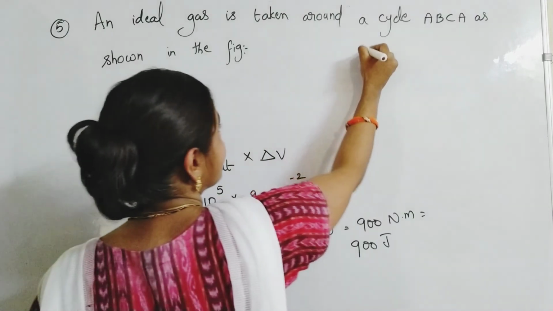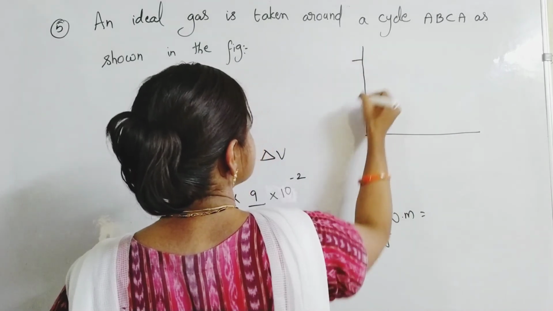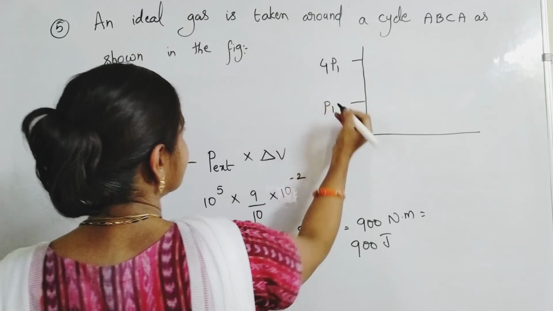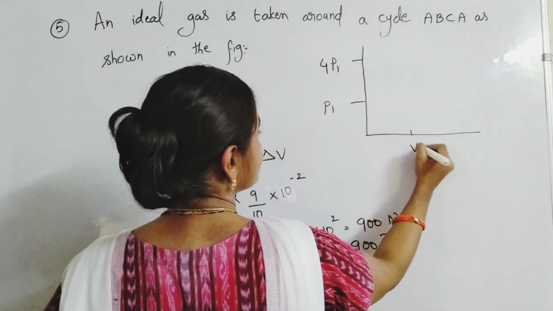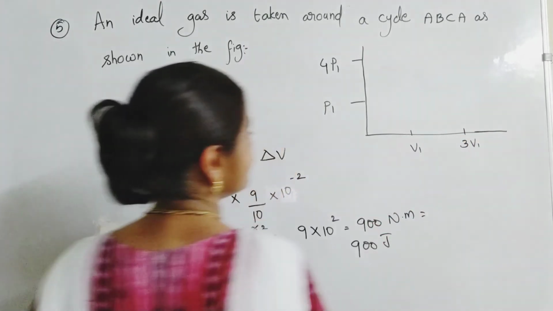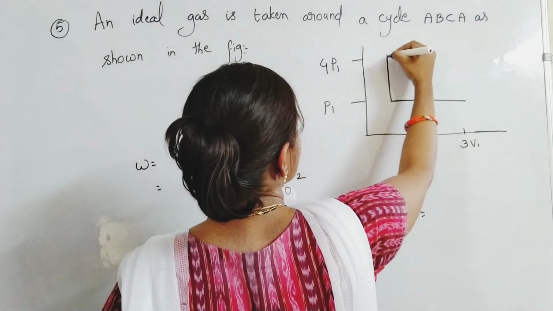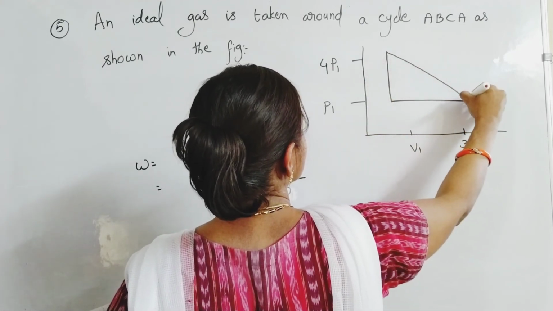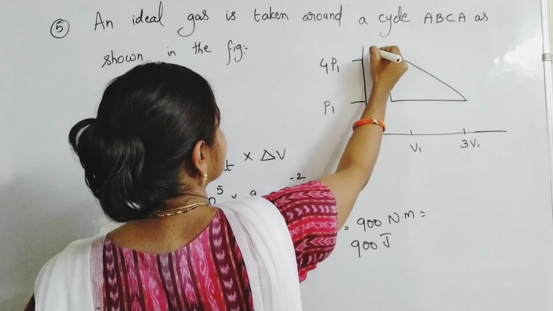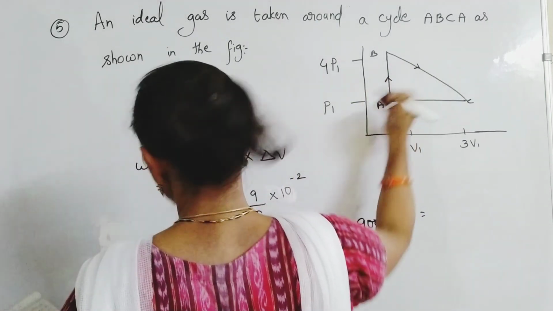What is the diagram given there? Let me draw the diagram. Cyclic process, pressure is given on the y-axis, it is given 4P1 and P1. Here volume is given, initial volume V1, final volume 3V1. Okay, and this is the cyclic process ABCA. So like this the diagram is given.